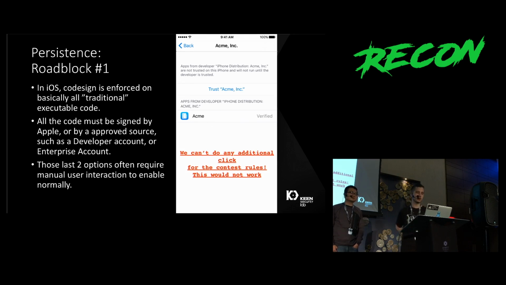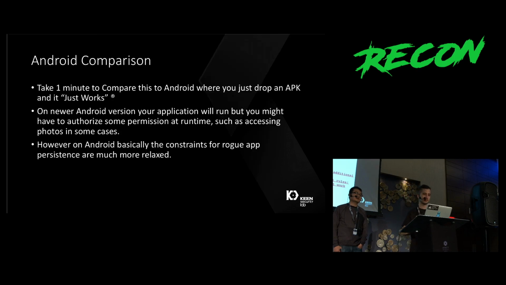So on iOS, basically all the code must be signed by Apple or by a developer or enterprise account. Those last two options are more appealing because we don't have the Apple private key, unfortunately. But they require user interaction. You can see here on the right, if you sideload an application, you have to click trust to trust this developer. But like I said at the beginning, we cannot perform any kind of click because the context doesn't allow us. So this wouldn't work.